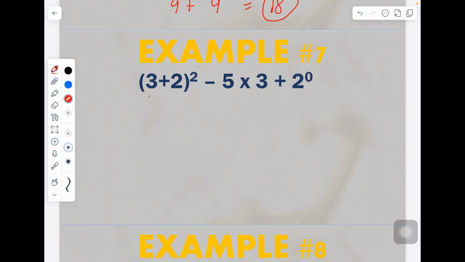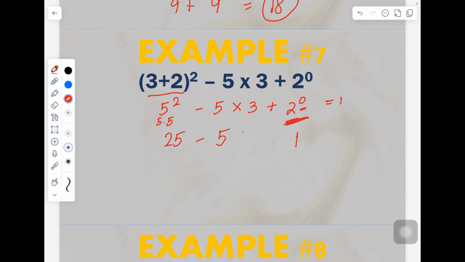Next, we have quantity 3 plus 2 squared minus 5 times 3 plus 2 raised to 0. Parenthesis first. 3 plus 2, 5 squared minus 5 times 3 plus 2 raised to 0. Exponent. We said before, in the laws of exponents, any number or variable raised to 0 is equal to what? 1. So 2 raised to 0 is 1. And then 5 times 5, 25. Okay?